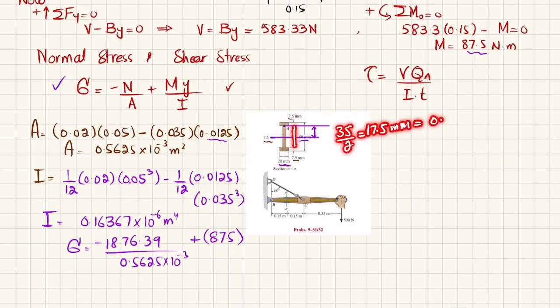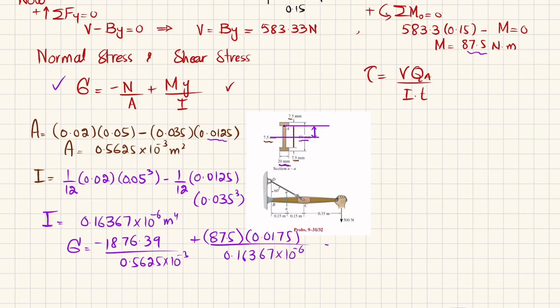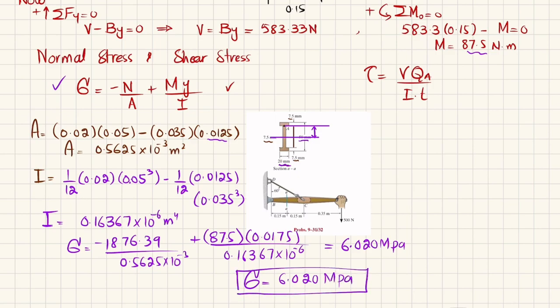So in meter it is 0.0175 meter. So I will write multiply by 0.0175, divided by I, which we have calculated is 0.16367 into 10 raised to the power minus 6. And when you calculate it, it will be equal to 6.020 megapascal. So sigma is equal to 6.020 megapascal. Now we'll find shear stress.